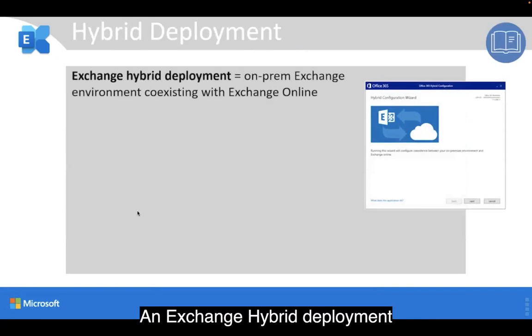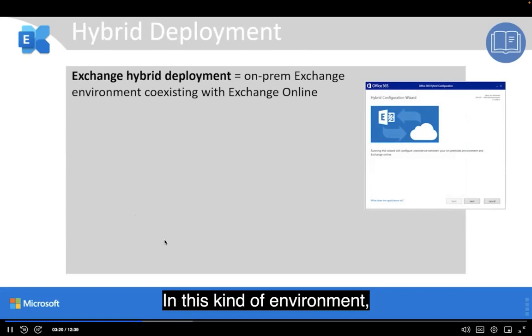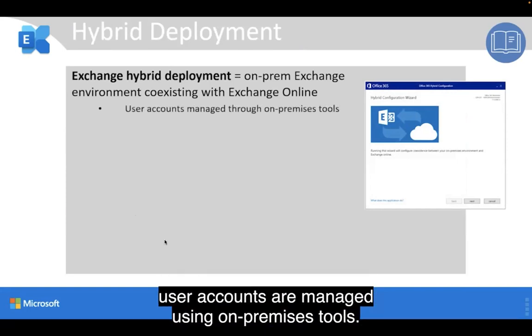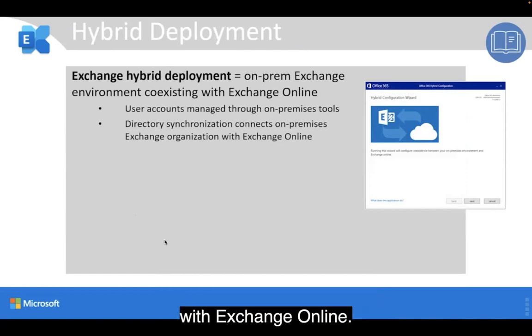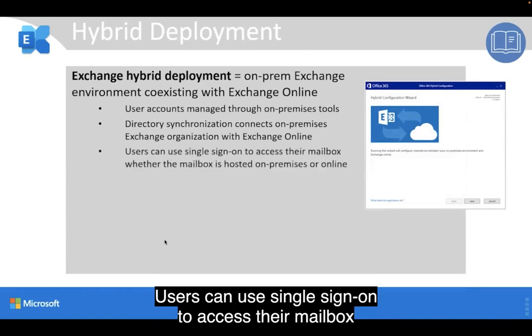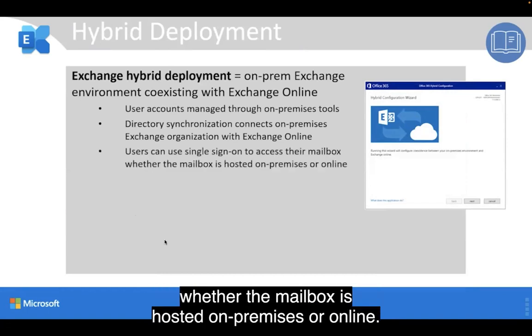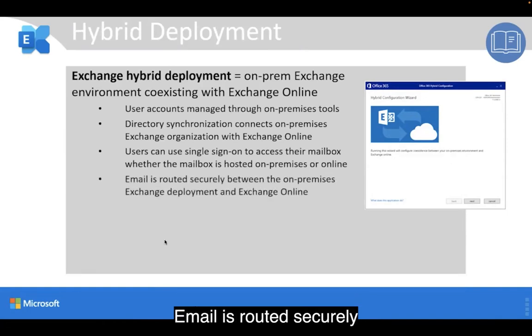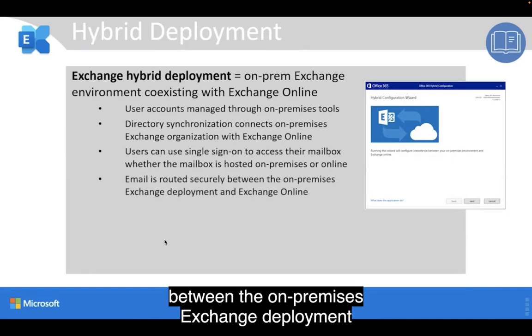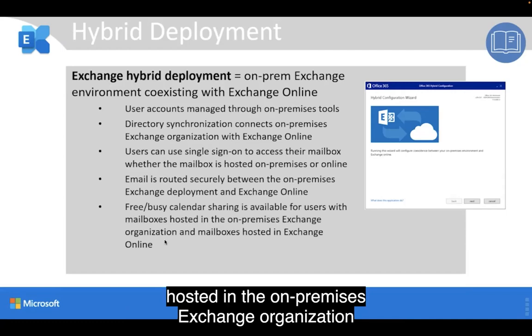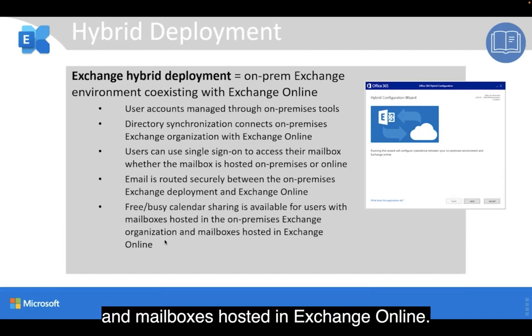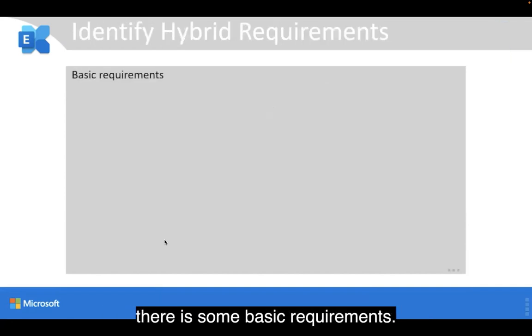An Exchange hybrid deployment is where an on-prem Exchange environment coexists with Exchange Online. In this kind of environment, user accounts are managed using on-premises tools. Directory synchronization is used to connect the on-premises Exchange organization with Exchange Online. Users can use single sign-on to access their mailbox, whether the mailbox is hosted on-premises or online. Email is routed securely between the on-premises Exchange deployment and Exchange Online. And free/busy calendar sharing is available for users with mailboxes hosted in the on-premises Exchange organization and mailboxes hosted in Exchange Online.